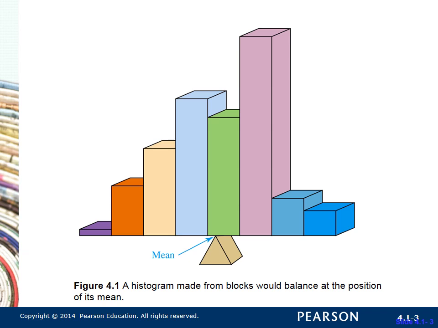I'm always pointing, sorry. Anyway, that big pink one over on the right side is the biggest one, but because you've got like the orange, yellow, blue on the left side, it kind of balances each other out. So that mean is that balancing or center point.